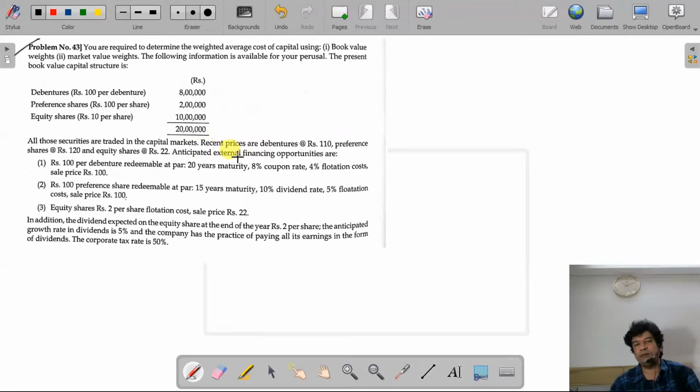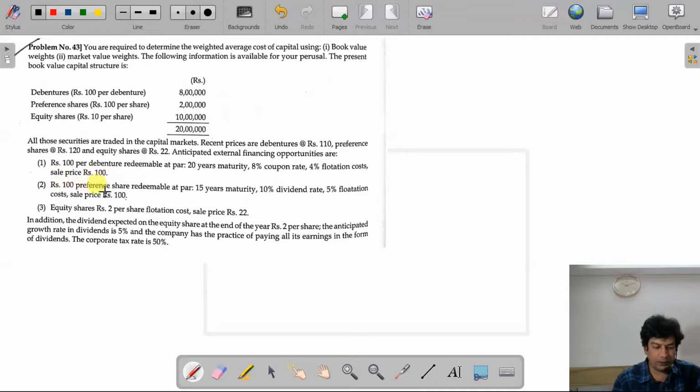So if the securities are traded in capital market, it means the market price is available. Recent prices are debentures at rupees 110, preference shares 120 and equity shares 22. So this is the market price of all the securities. Anticipated external financing opportunities are rupees 100 per debenture is redeemable at par, 20 years is the maturity, 8% is the coupon rate, and coupon rate is nothing but the interest rate. 4% is the flotation cost and the sale price is 100.